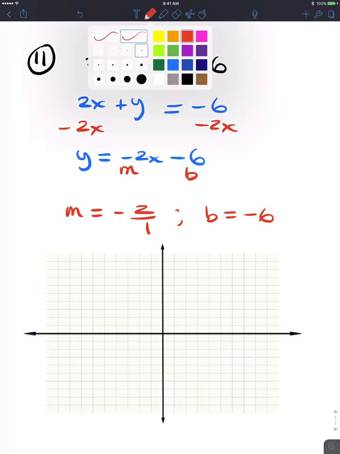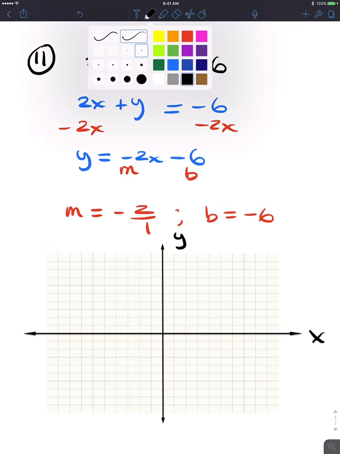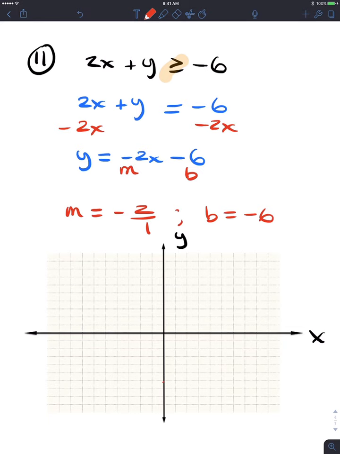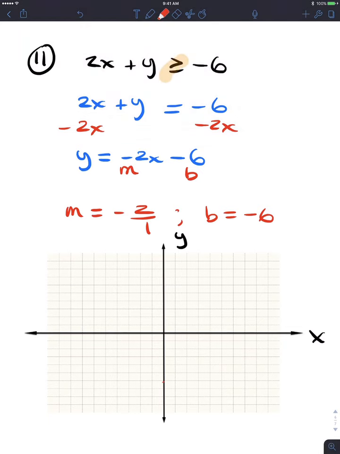Notice, here's my x-axis, here's my y-axis. I'm going to graph negative 6 on the y-axis. That's down 6. 1, 2, 3, 4, 5, 6. Right here. I'm going to highlight the location of where negative 6 is on the y-axis.